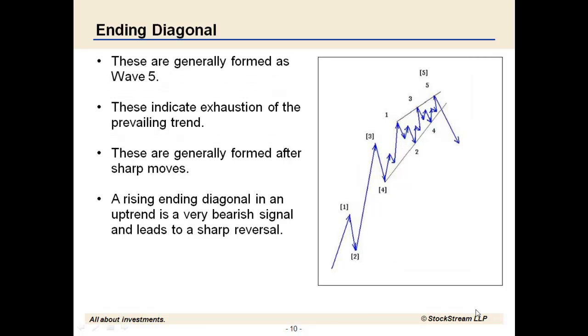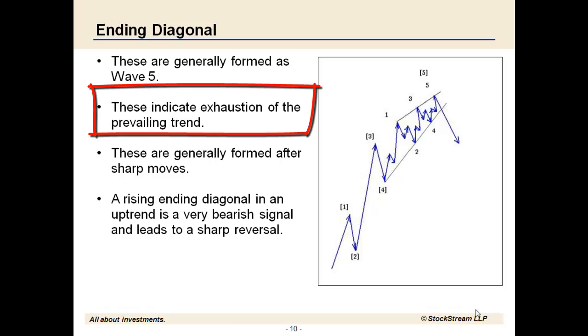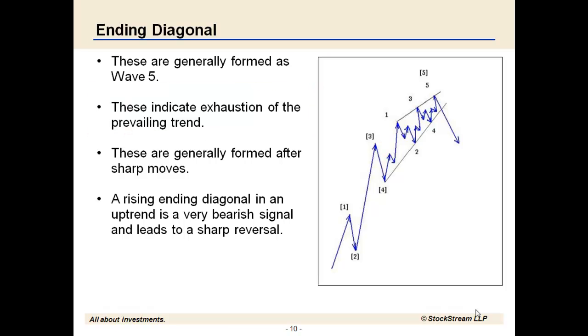An ending diagonal is a very bearish indicator. It is formed as wave 5 at the end of an uptrend. This pattern indicates exhaustion of the up move and is generally formed after a strong wave 3 move. Even though wave 5 is an ending diagonal, it can be divided into 5 subwaves. Each of these waves only consists of 3 subwaves. This marks a deviation from the common impulse wave structure.